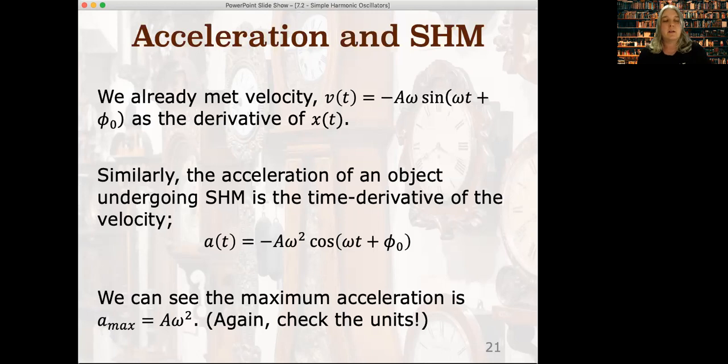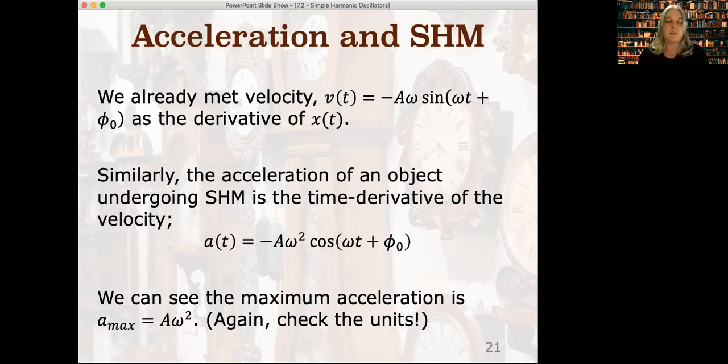But the acceleration comes out to be, again, we've got the omega t inside the cosine, so we have to bring another factor of omega out the front. And then, within the sine term, the sine goes into cosine, the negative stays there, so we end up with negative A omega squared cosine of omega t plus phi naught. Now we have a maximum acceleration, and that is going to be A times omega squared.